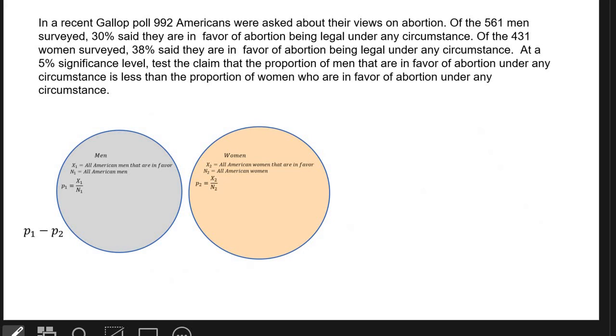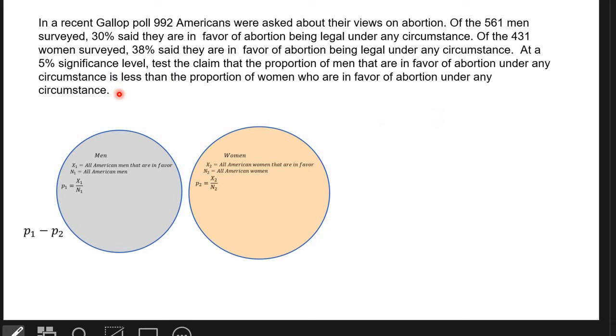Okay. So here we have an example. In a recent Gallup poll, 992 Americans were asked about their views on abortion. Of the 561 men surveyed, 30% said they are in favor of abortion being legal under any circumstances. Of the 431 women surveyed, 38% said they were in favor of abortion being legal under any circumstances. At a 5% significance level, test the claim that the proportion of men that are in favor of abortion under any circumstances is less than the proportion of women that are in favor of abortion under any circumstances.